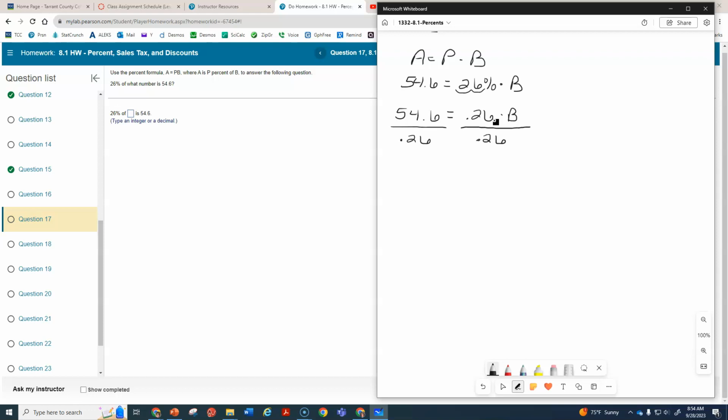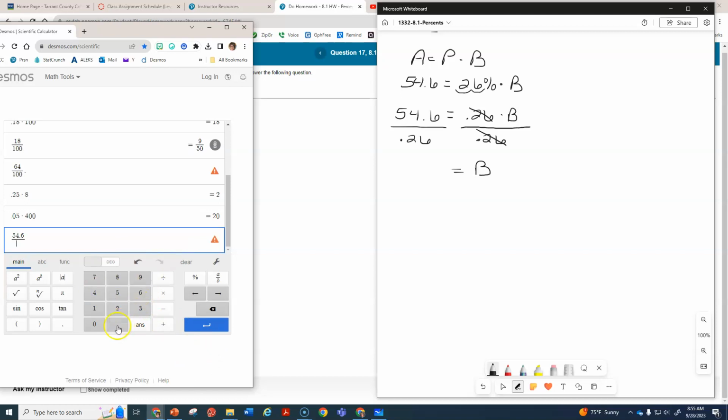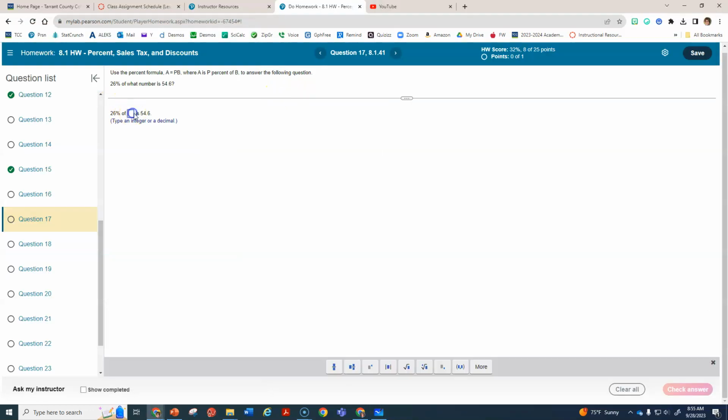If we have a B times 0.26 and then we divide B by 0.26, the 0.26's divide out, leaving me with 1b, which is exactly what I wanted, a solved for variable. And now we're going to do on the calculator 54.6 divided by 0.26, and that will give me the value of my b. 54.6 divided by 0.26, and that means b is 210. So 210 is the answer to this problem.